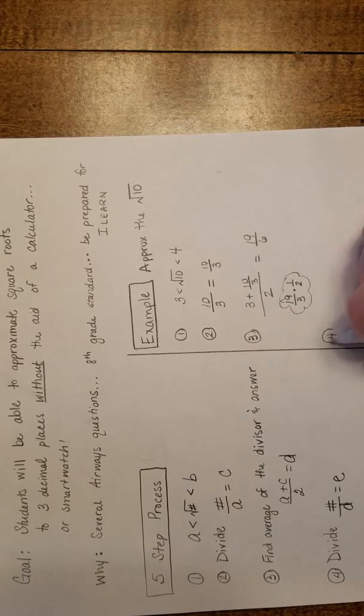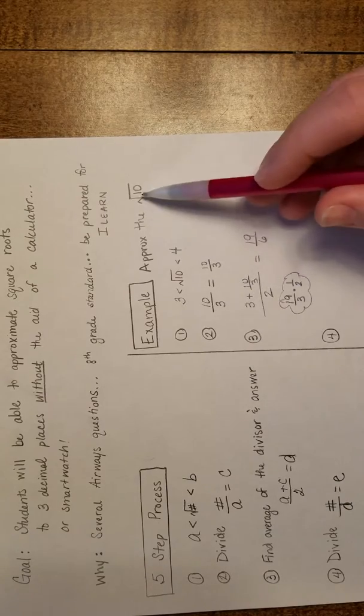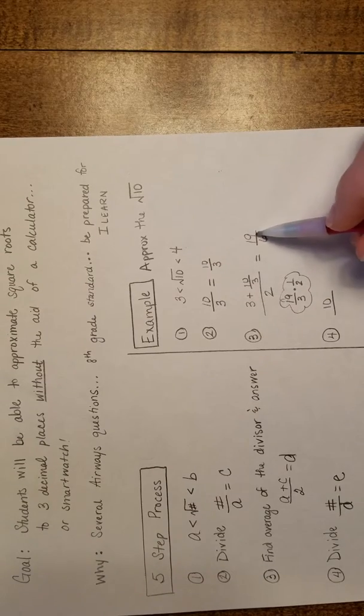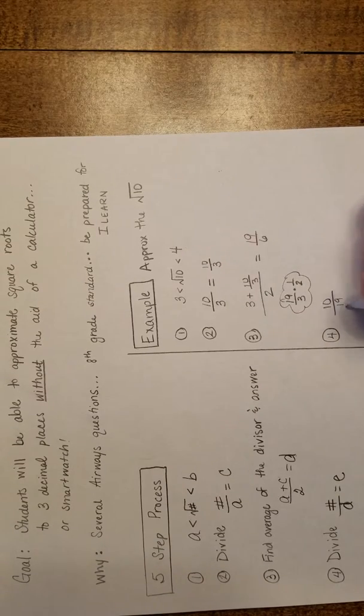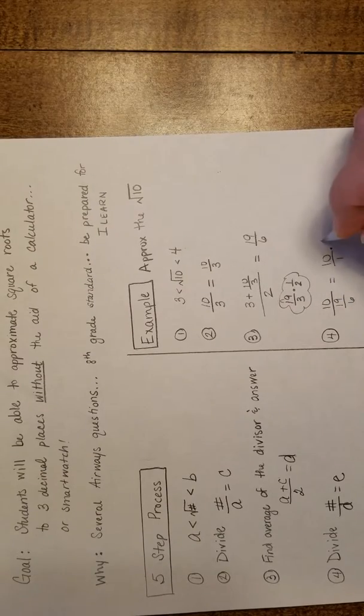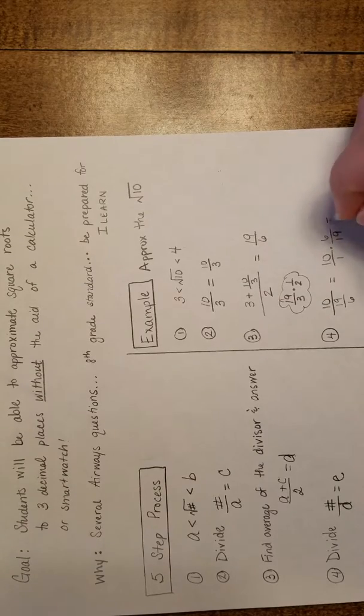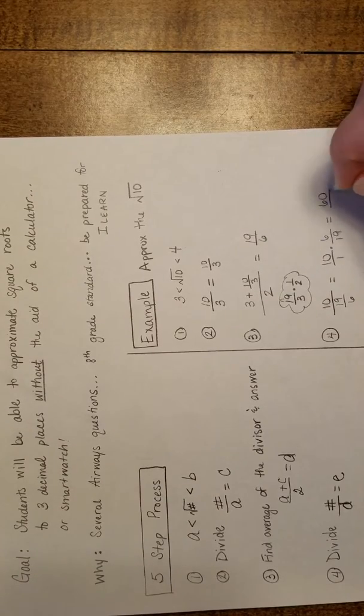So step 4 over here will look like this. I need my original number, 10, divided by D, which was the last answer I just found, 19/6. Okay, that's the same thing as 10 over 1 times 6 over 19, which gives me 60/19.